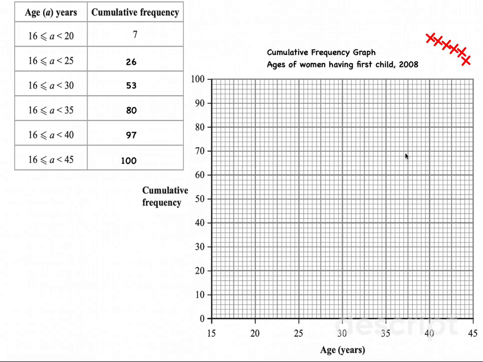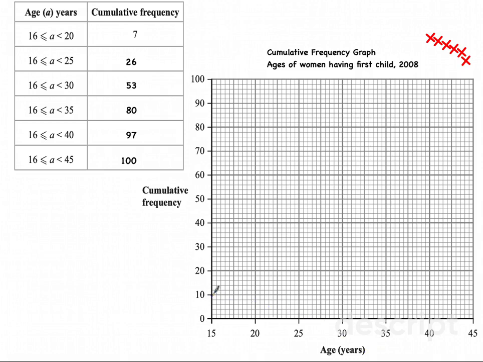Next, we'll look at plotting that information on a cumulative frequency graph. You'll see here that I have copied the table so that I have the information to hand. Let's take a look at our cumulative frequency graph. I have a title to explain the data on the graph. On the vertical axes, I will always have my cumulative frequency. And on the horizontal axes, I will always have my data. And notice again, both these axes are well labelled.